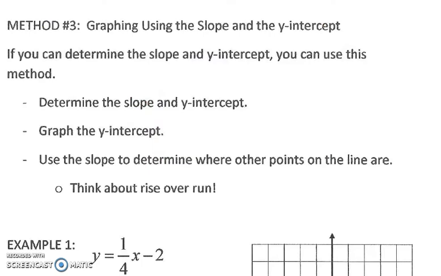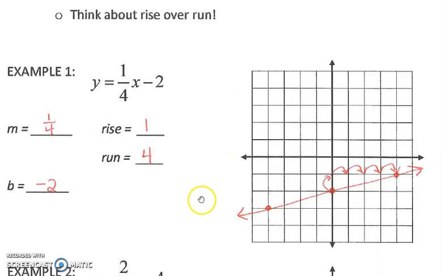Now we're going to go to different notes and do graphing using slope and y-intercept. If you can determine the slope and y-intercept, you can use this method. Determine the slope and y-intercept, graph the y-intercept, and use the slope to determine whether other points are on the line. Think about rise over run. So let's try number 1 here.